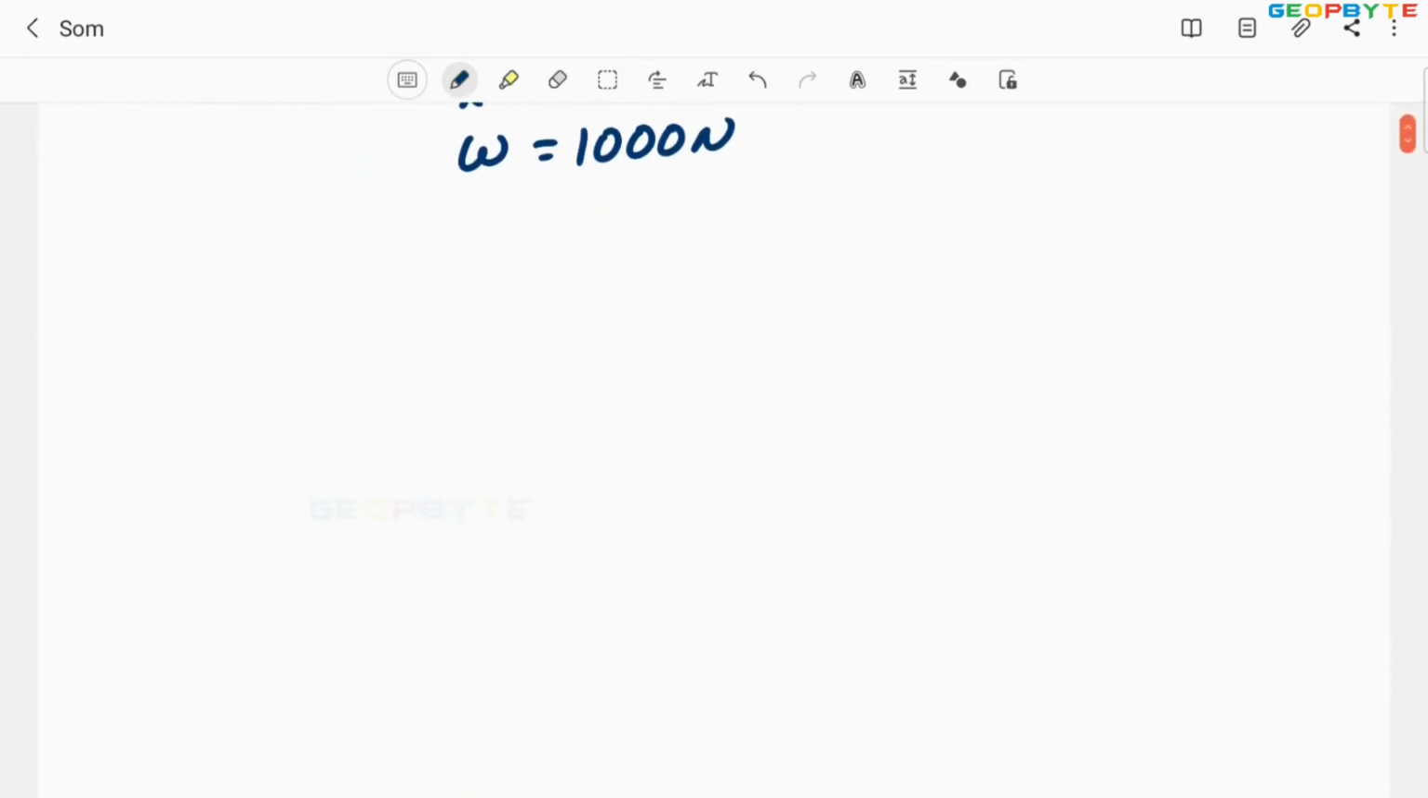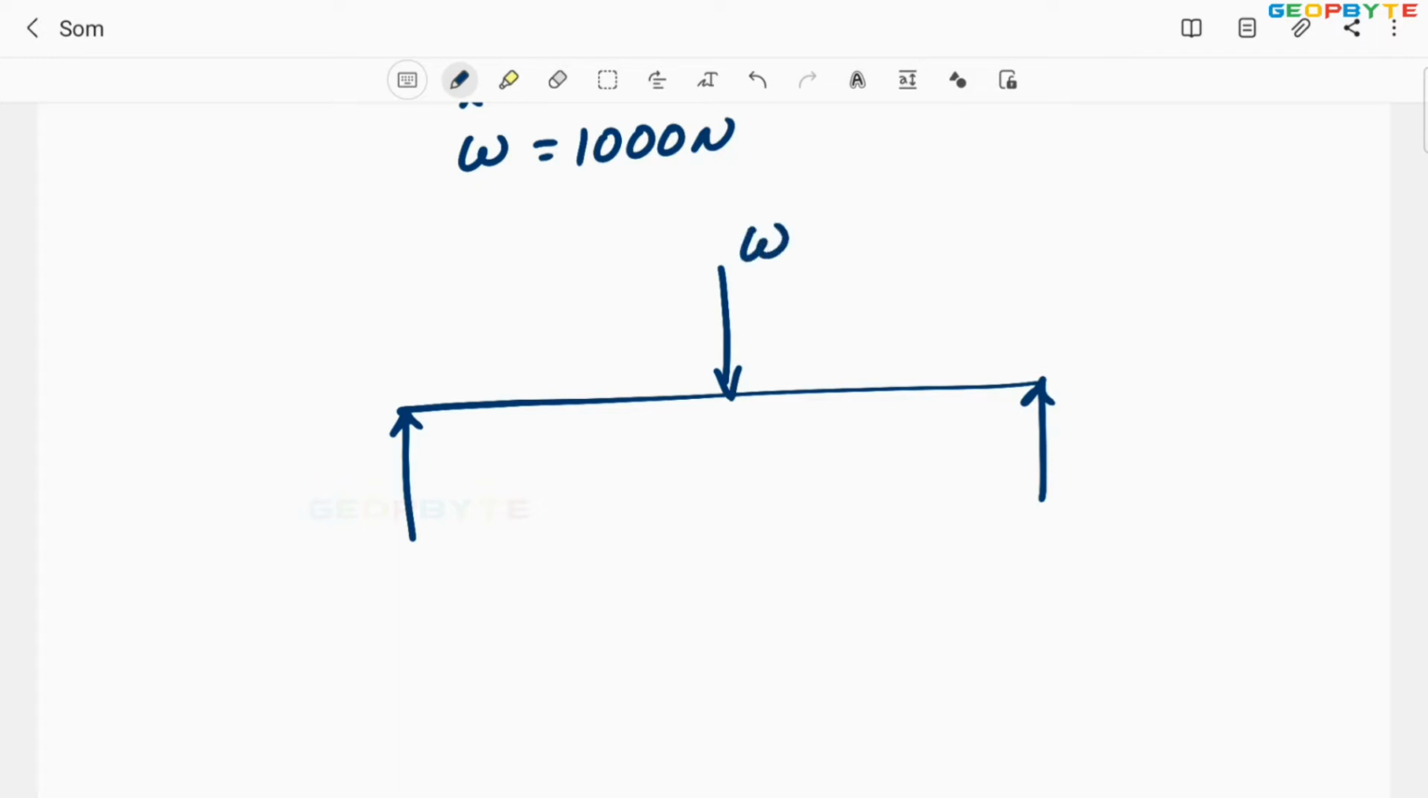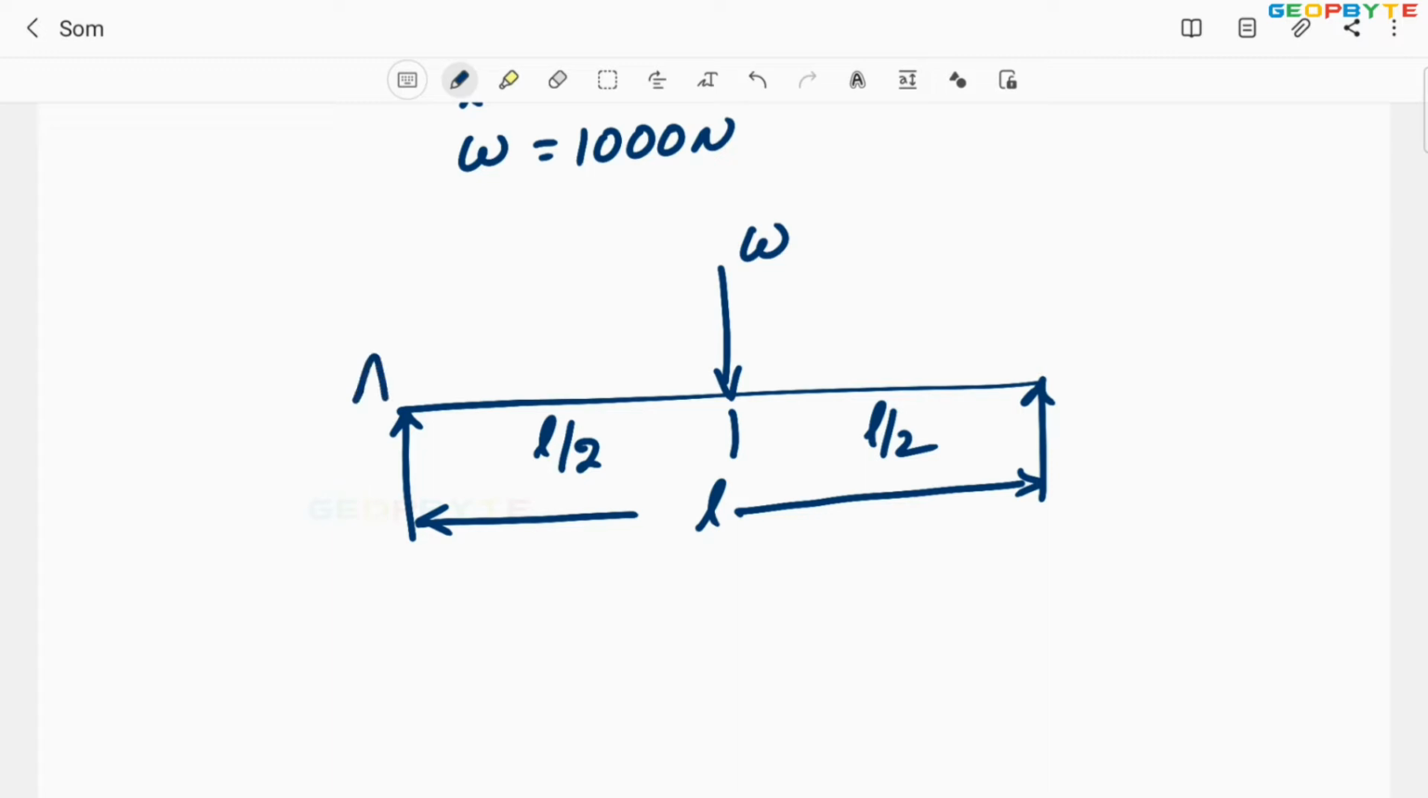For that, let us construct the simply supported beam. The load is acting at the middle of the beam. The length of the beam is given as L. It means this is L by 2, and the other part is also L by 2. A is one reaction, B is the other reaction, and C is the middle of the beam.